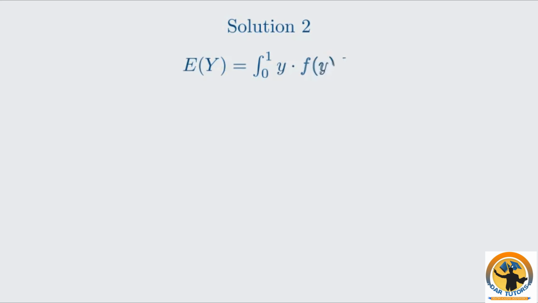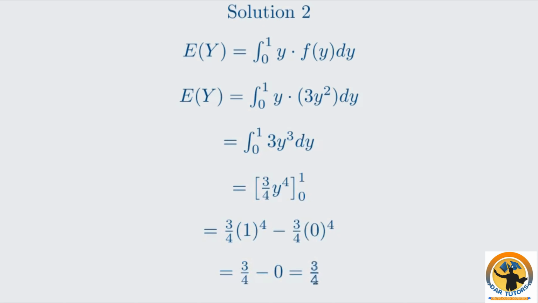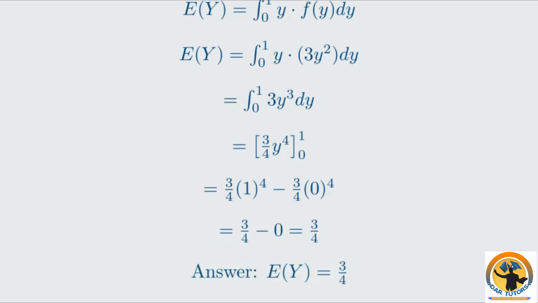Our domain is from 0 to 1, and our PDF is 3y squared. So we need to evaluate the integral of y times 3y squared from 0 to 1. This simplifies to the integral of 3y cubed. The antiderivative is 3y to the 4th divided by 4. Evaluating this from 0 to 1, we get 3/4 times 1 to the 4th minus 0. This simplifies to 3/4. So the mean or expected value of Y is 3/4. This tells us the center of the distribution for this random variable.